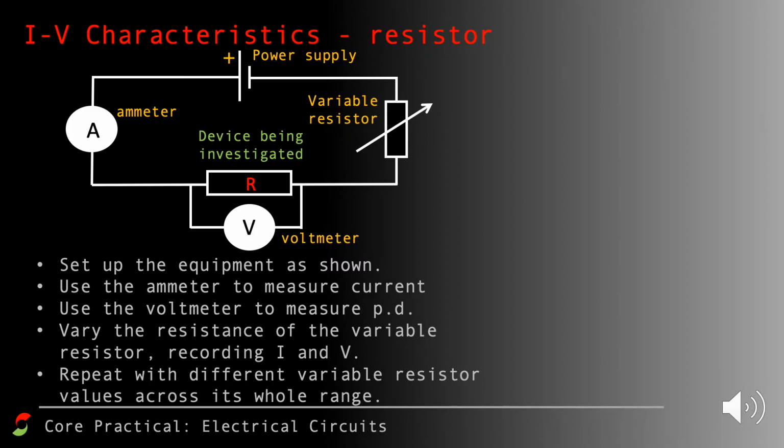Now you could do this practical. Rather than having a power supply and a variable resistor, you could instead have a variable power supply, but that is a completely different circuit symbol. So if you wanted to do it that way, make sure you know what the circuit symbol is for a variable power supply.